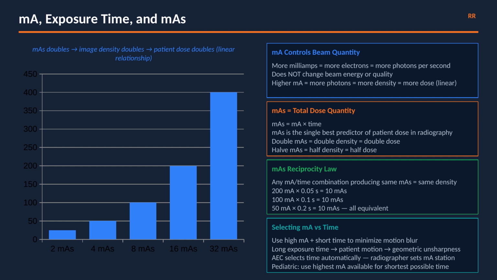High mA plus short time minimizes motion blur while maintaining required mAs. Motion is the most common cause of repeat exposures, and every repeat is 100% additional dose. AEC selects mAs automatically in most digital departments. The radiographer sets kVp and mA station.